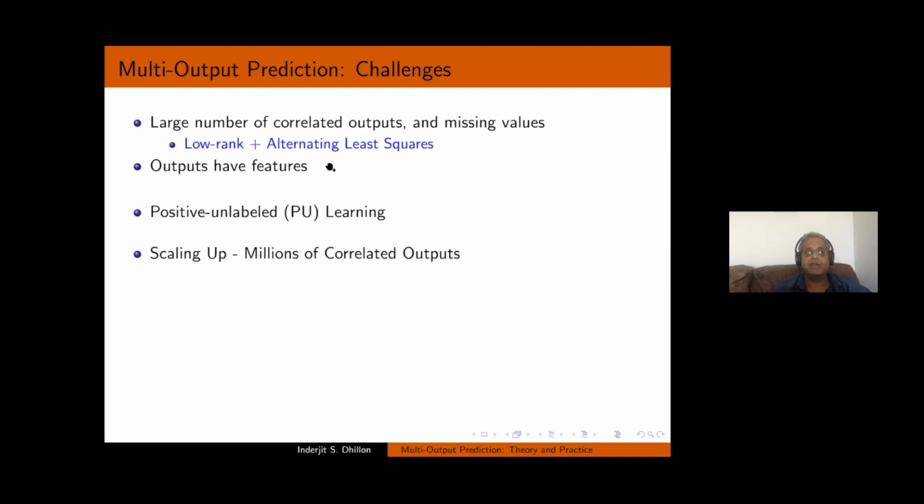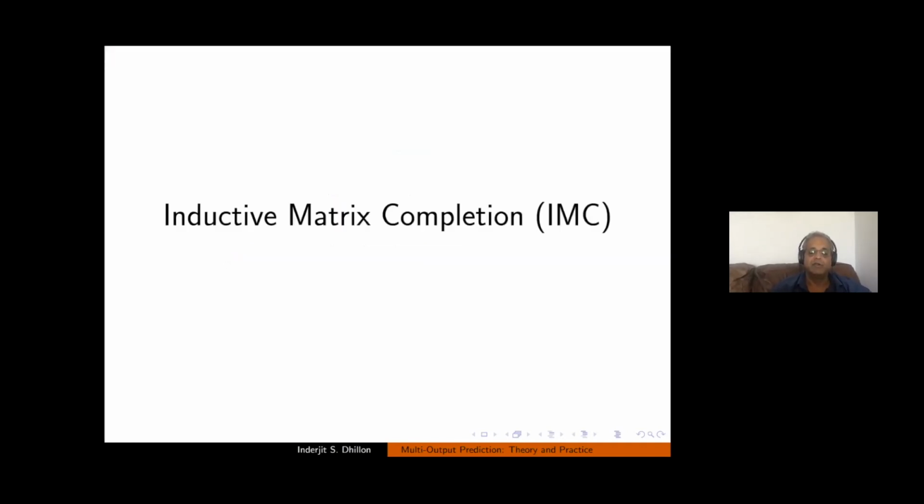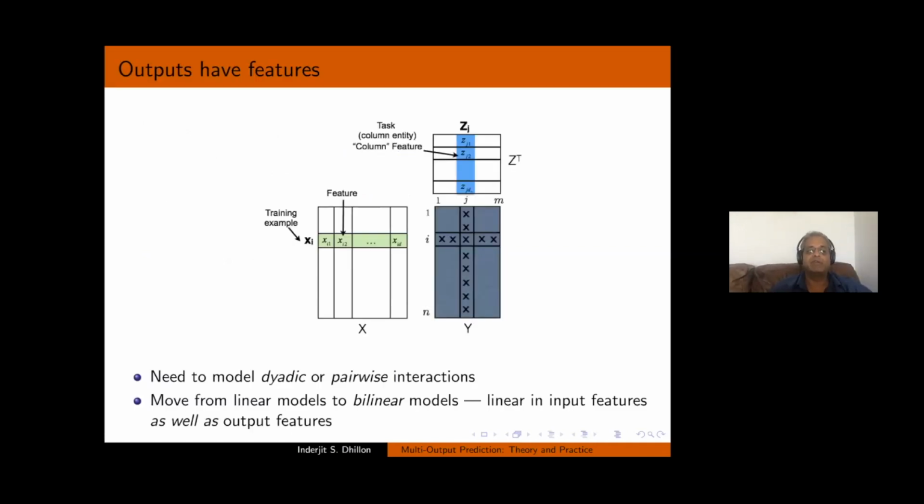And then the second is that, hey, the outputs may also have features. So in this case, we call this problem inductive matrix completion. So again, if I take you back to the Wikipedia problem, it's not just that the inputs, the Wikipedia pages, have features, but the tags themselves are words or phrases. And so the tags themselves have features. And in many other applications, the outputs may have features. So this we refer to as the problem of inductive matrix completion.